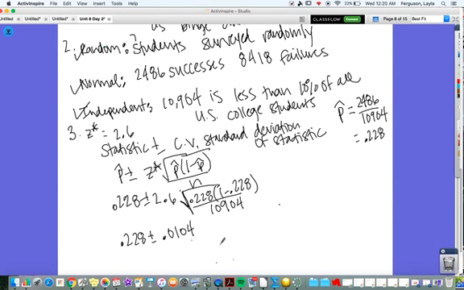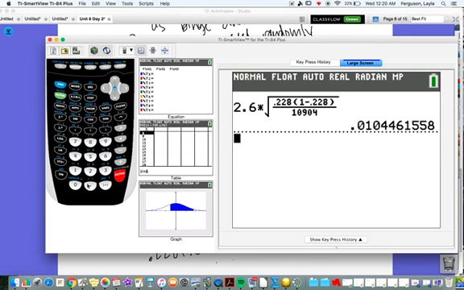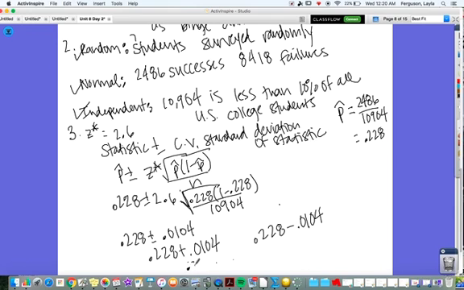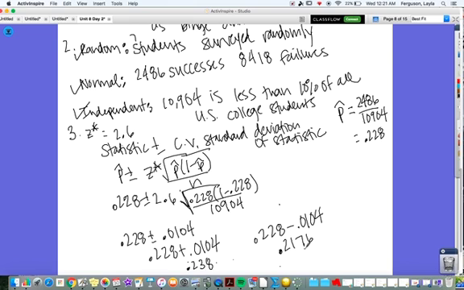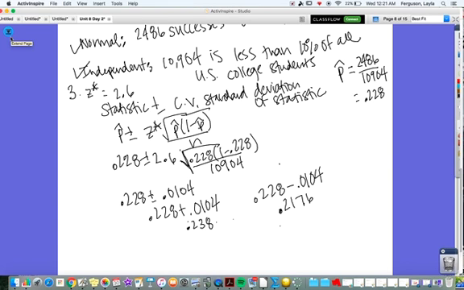And when you do that, you get 0.0104. And so I'm going to split that up into 0.228 plus 0.0104 and 0.228 minus 0.0104. 0.228 plus 0.0104 gives me 0.238, and then 0.228 minus 0.0104 gives me 0.2176. And so what that means is our interval would be from 0.218 to 0.238.